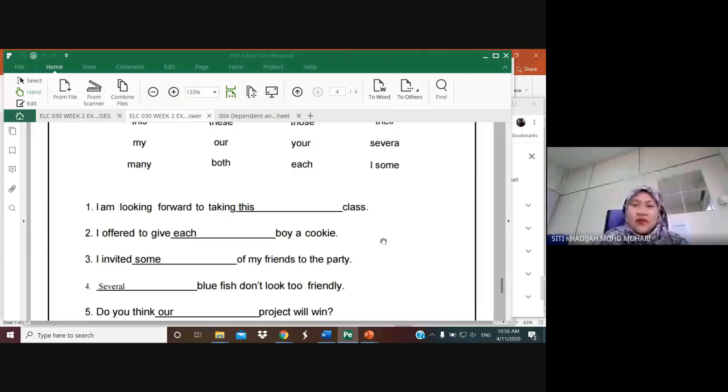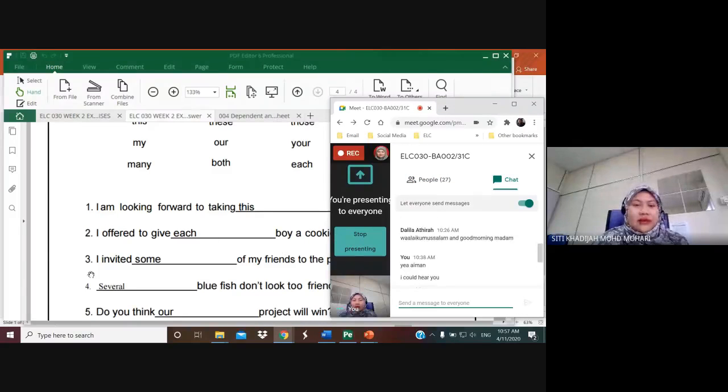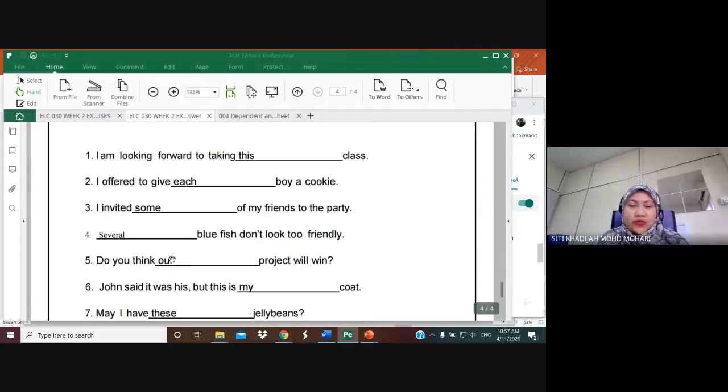Number 1 is I am looking forward to taking this class. Number 2, I offered to give each boy a cookie. Number 3, I invited some of my friends to the party. Number 4, several blue fish don't look too friendly, because we have to have a plural determiner over here because of don't. Do you think our project will win? John said it was his, but this is my code.